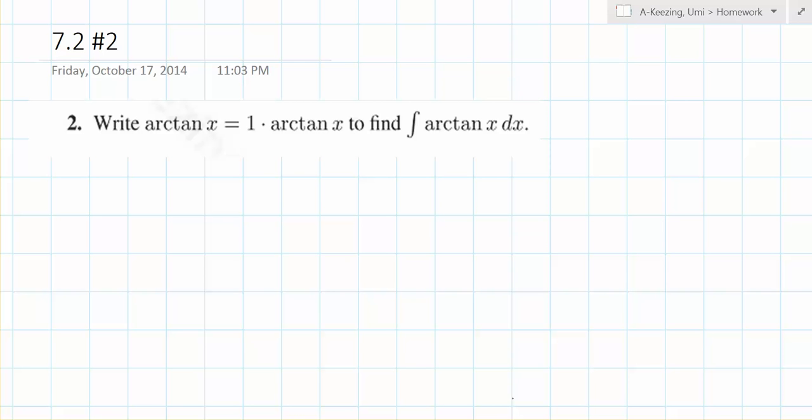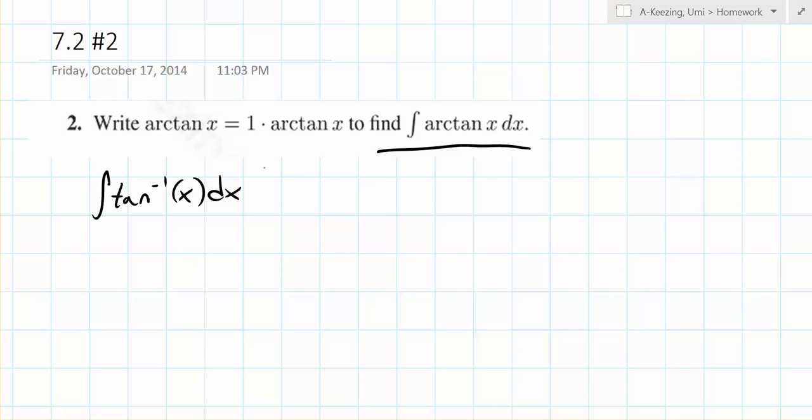So problem 2 states, write arctan x equals 1 times arctan x to find the integral of arctan x dx. So first, let's see what the problem is asking for. It seems that what we're looking for is the integral of arctan x dx. So let's write that. The integral of, and I prefer to say tan inverse of x dx. Maybe it's the influence of Mr. Seamon. And then we have to see what that's equal to.